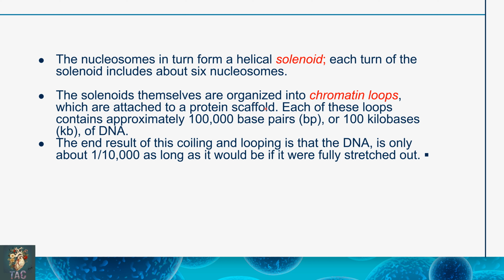Solenoids themselves are organized into chromatin loops, which are attached to the protein scaffold. Each of these loops contains about 1 lakh base pairs, or 100 kilobases, of DNA. The end result of this coiling and looping is that DNA is only about 1 by 10,000 as long as it would be if it were fully stretched out.